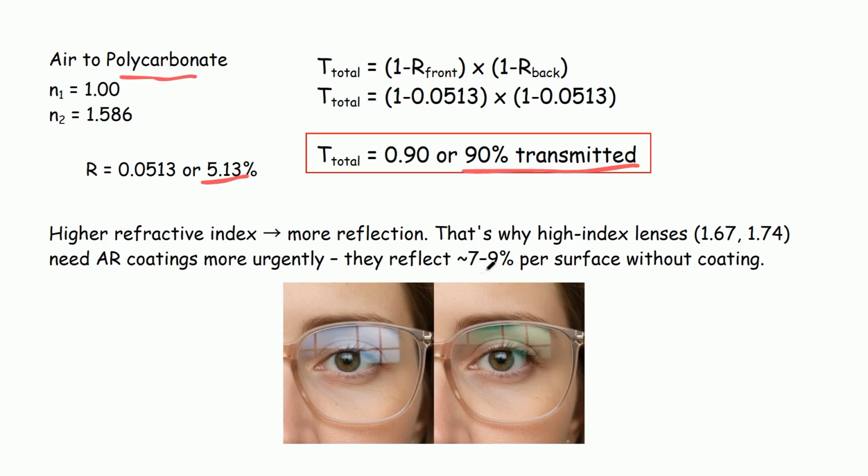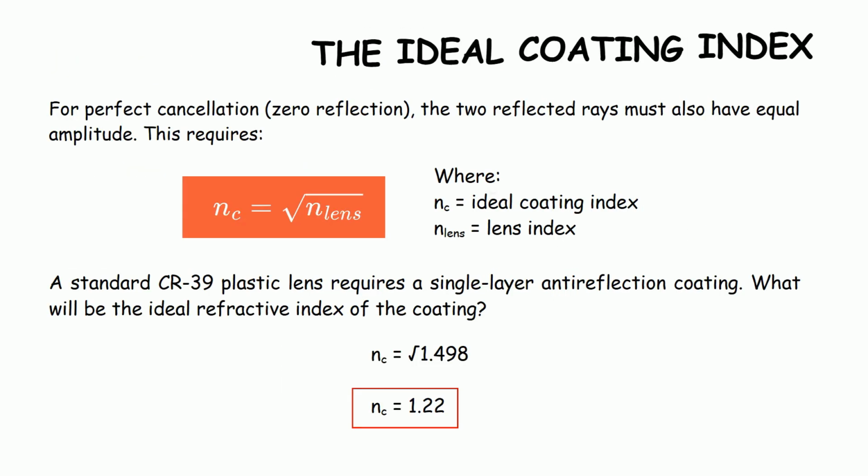They reflect 7 to 9% per surface. So that is approximately 14 to 18% in total. So 100 minus 18 is about 82% transmission. So that is very little light, no? And it is much more reflected, so it is better that we have an AR coating.